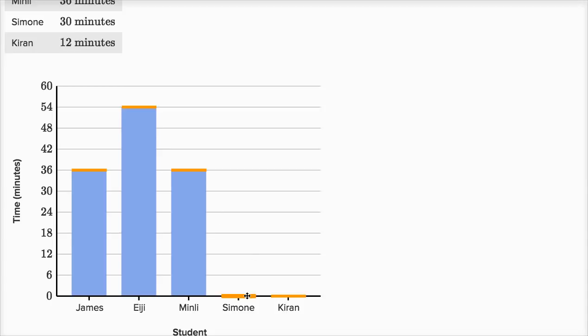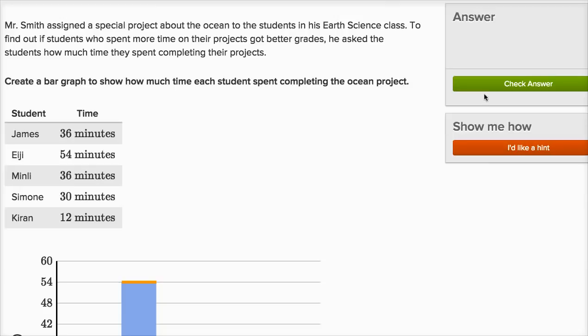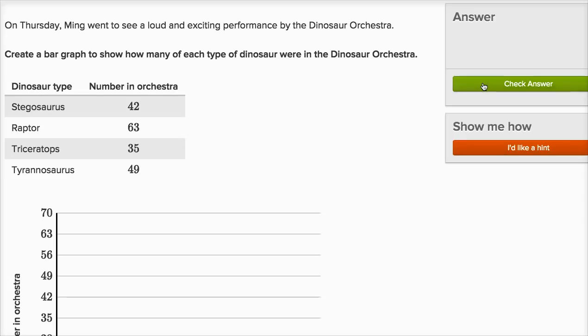Then Simone spent 30 minutes. So I'm going to move Simone up to 30. And then Kieran spent 12 minutes. So I'll move Kieran up to 12. And there you go. I've constructed the bar graph. Let's do a couple more of these.